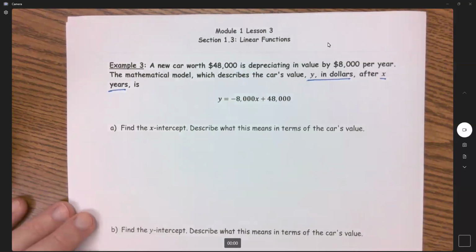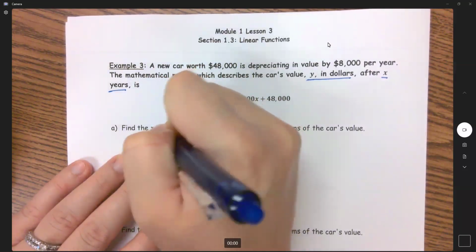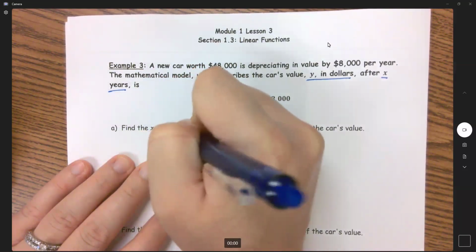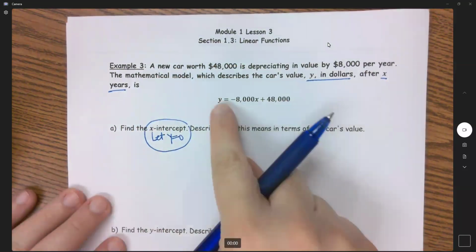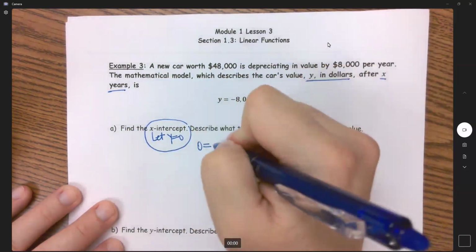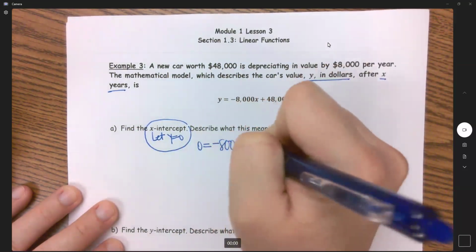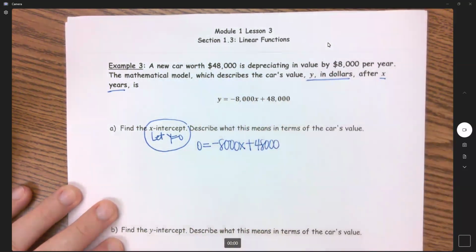So part A, I want you to find the x-intercept. So to find the x-intercept, we're going to let y equal 0. So in place of this y, I'm going to put 0 equals, and then the rest of my equation. So now solve for x.